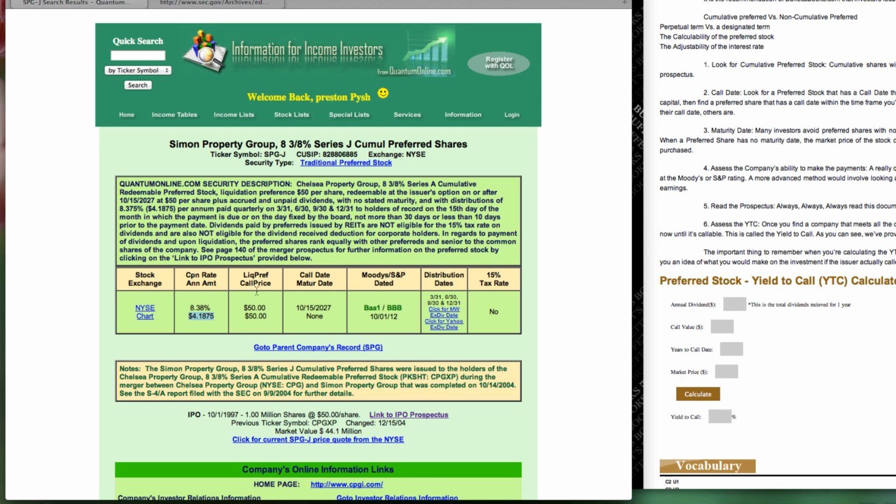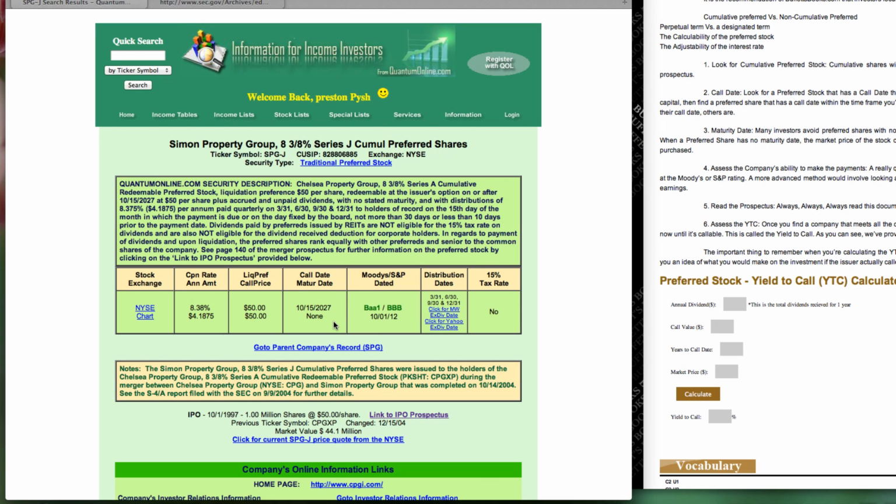Now, if they're going to call this preferred share, meaning they're going to buy it back from you, they're going to pay $50 for it, okay? The call date on this is 2027, okay? So we have approximately 15 years before this preferred share is going to be able to be called back, okay? It has no maturity date, okay? So that's something to kind of beware of.